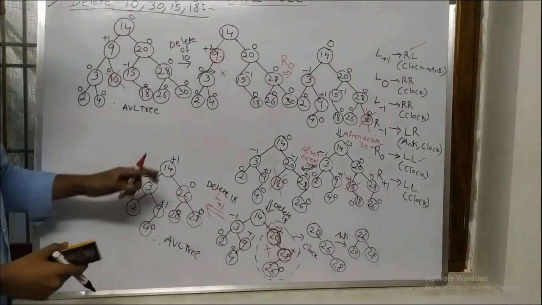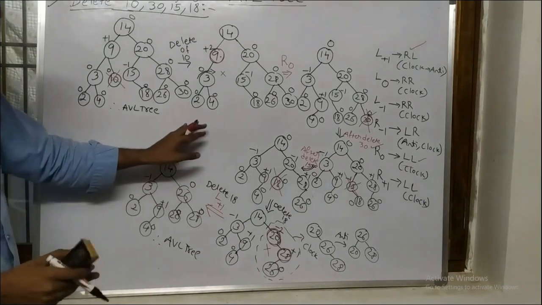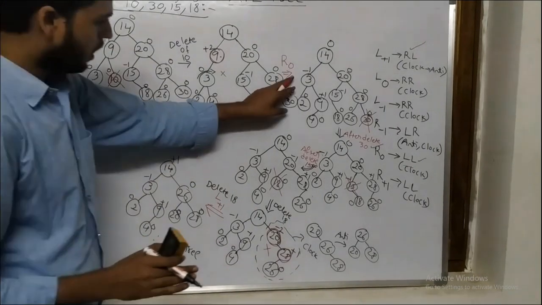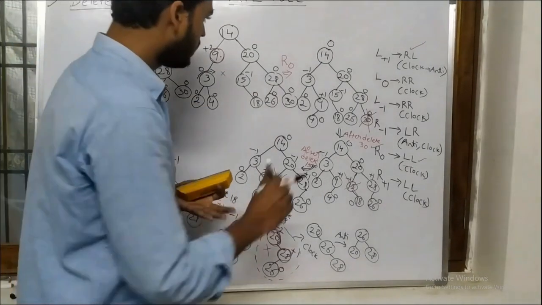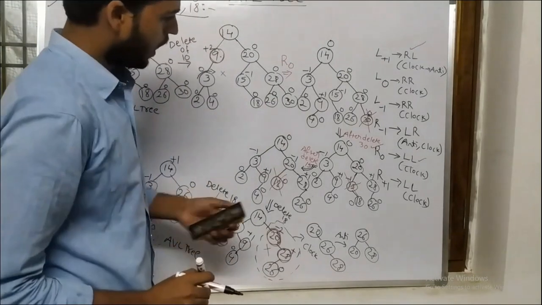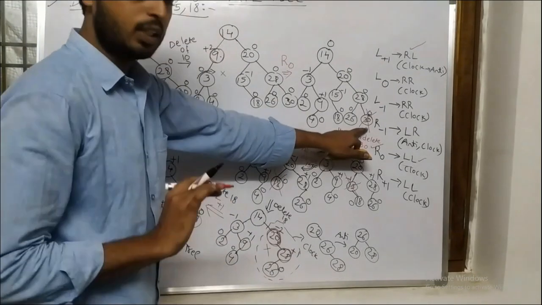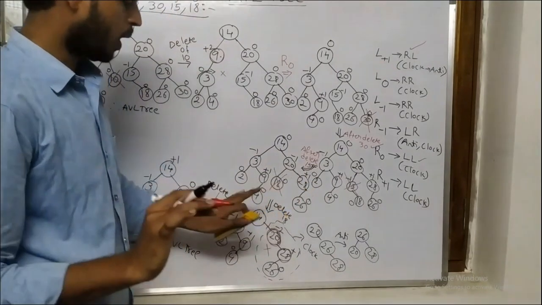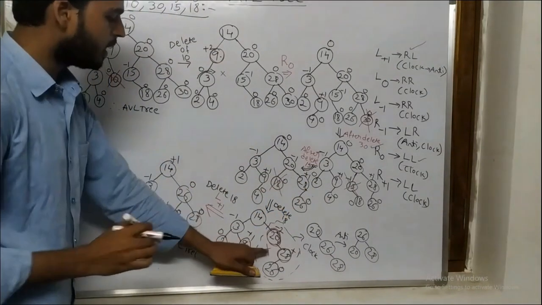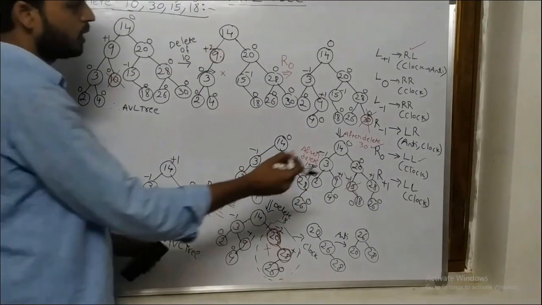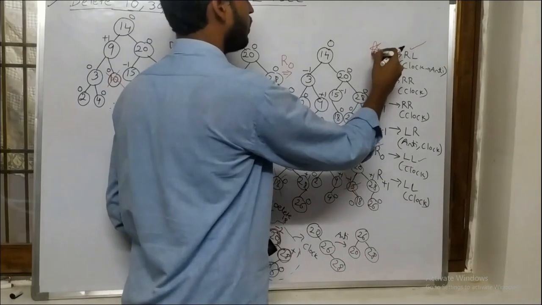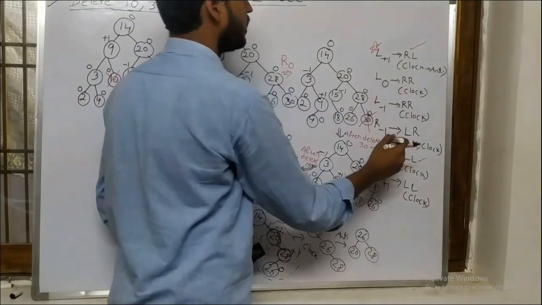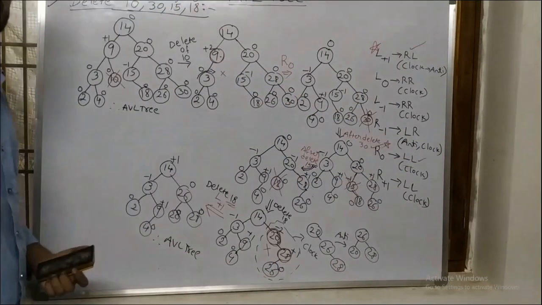Okay, so in this, I have applied two or three notations. While deletion of 30, there is no problem. While deletion of 15 also, there is no problem. But while deletion of 18, you got a problem. So for that, we have used two kinds of notations here. One is R0, another one is L plus 1 notation. Make a note.